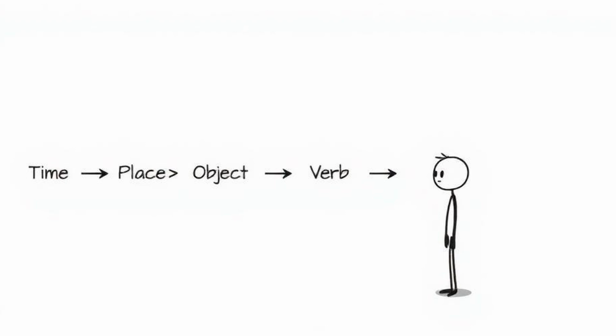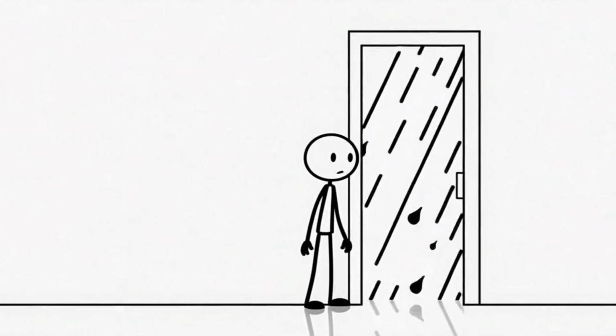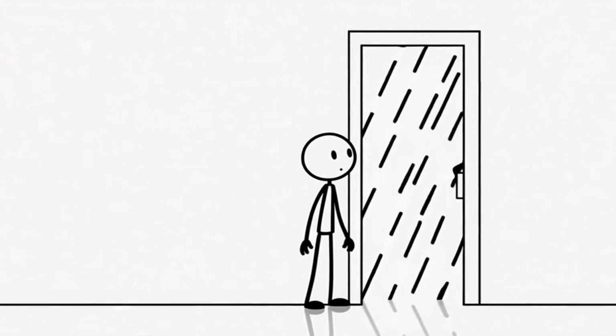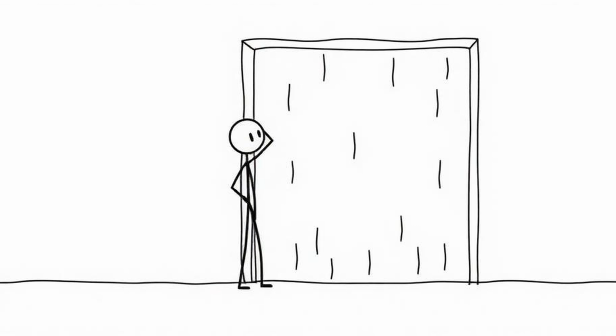It is better to master the standard TPOV map first. The natural flow, the one that sounds most fluent and effortless, is the zoom-in. Now let's apply this formula. Imagine a simple scenario. You open a door and are surprised to see it is raining.